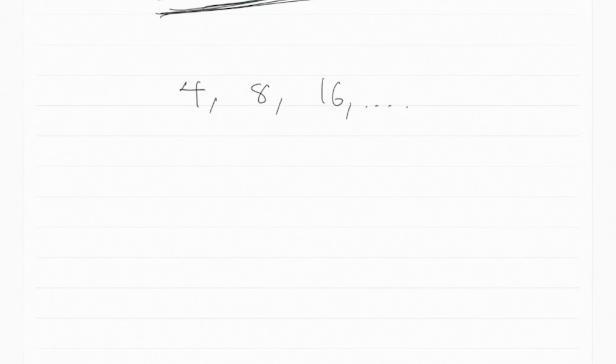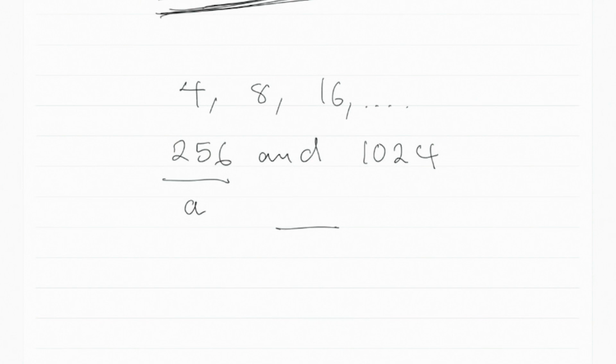There they are saying find the geometric mean of 256 and 1024. What do they mean when they say find the geometrical mean between 256 and 1024? Okay, let's say this 256 is our A, and there is need for another number which is between 256 and 1024. That's the number. What number is in between 256 and 1024?